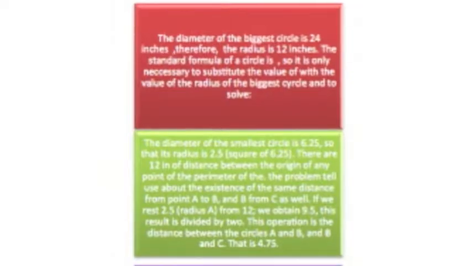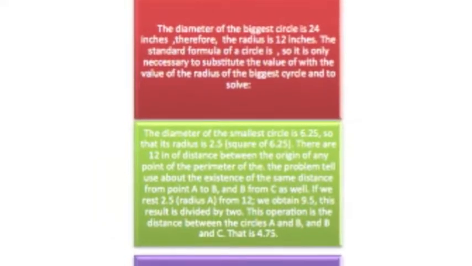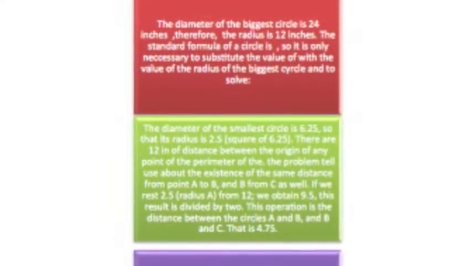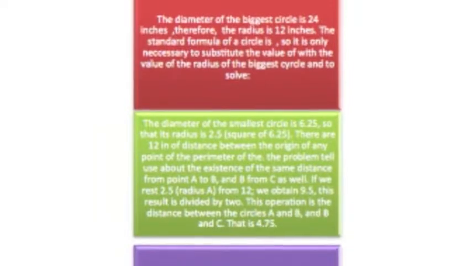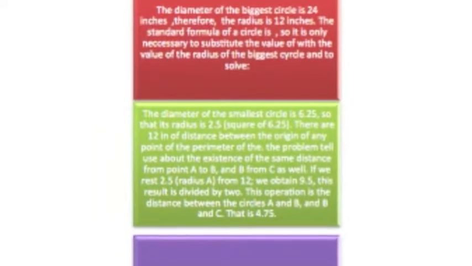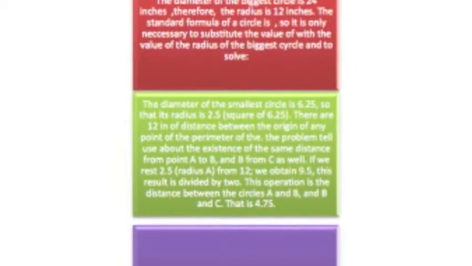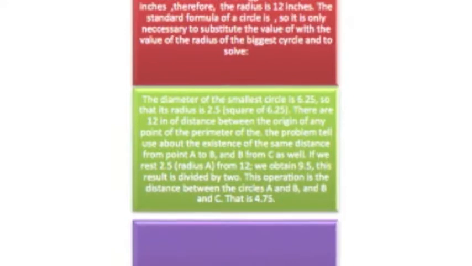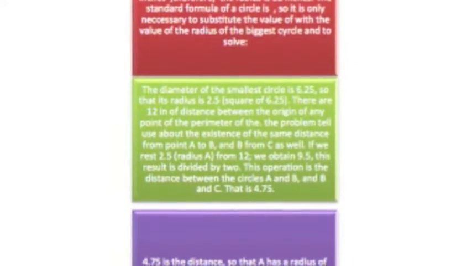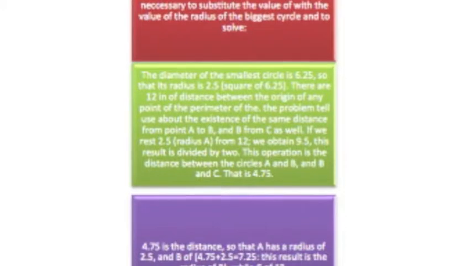The diameter of the biggest circle is 24 inches, therefore the radius is 12 inches. The standard formula of a circle is (x - h) squared plus (y - k) squared is equal to radius squared. So it is only necessary to substitute the value of radius squared with the value of the radius of the biggest circle, and the squared radius of the smallest circle is 6.25, so its radius is 2.5.